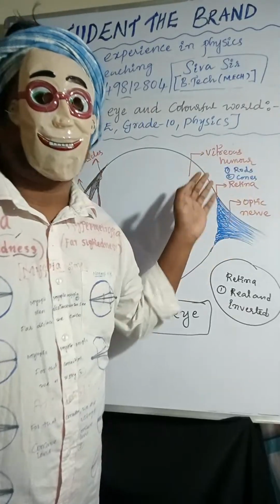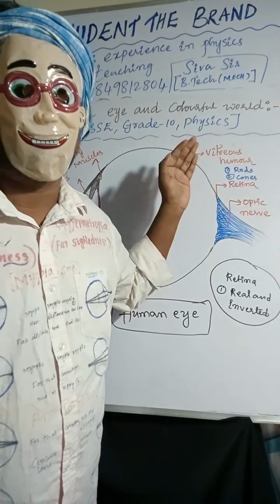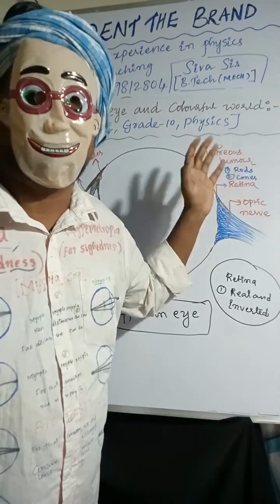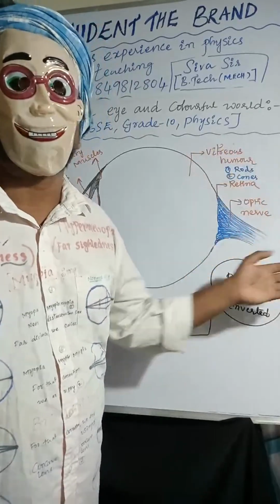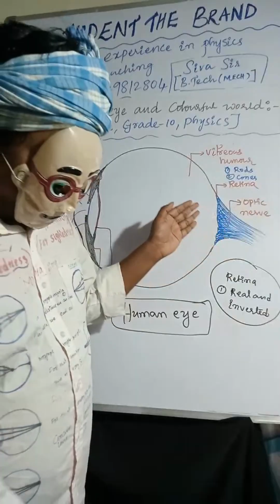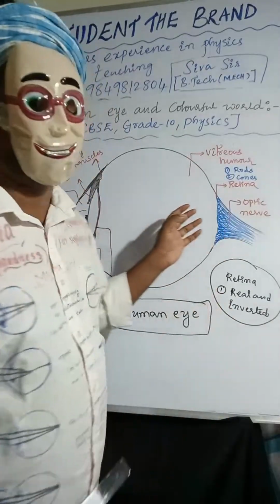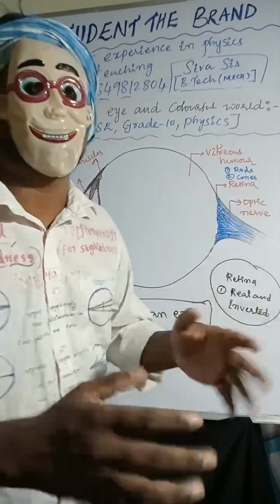So here, what image is forming at the retina? That is real and inverted. That will convert into an electrical signal that will pass to the brain through the optic nerve. Optic nerve is a nerve, so it will carry the signals to the brain.